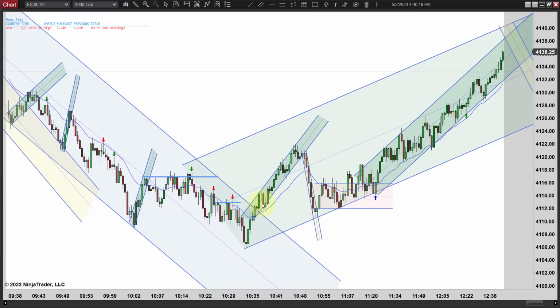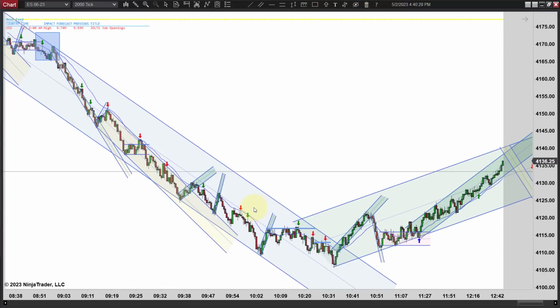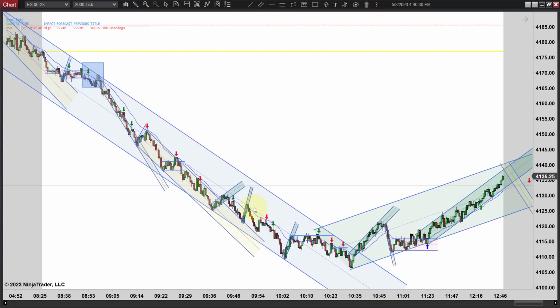But this thing bounces. You can't buy this yet. Don't even attempt to buy this, because this is the first break of the trend. This is the first time we could even get back to the trend line. And so don't try to buy that.